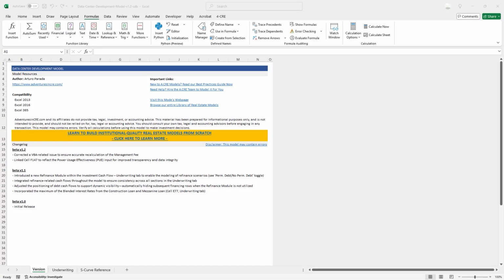So over the next few minutes, I'm going to share one of my colleague Arturo Parada's recent models, our data center development model. I'm also going to talk through some of the key differences between modeling a data center versus, say, just a more run-of-the-mill industrial warehouse or distribution center. So let's get started.